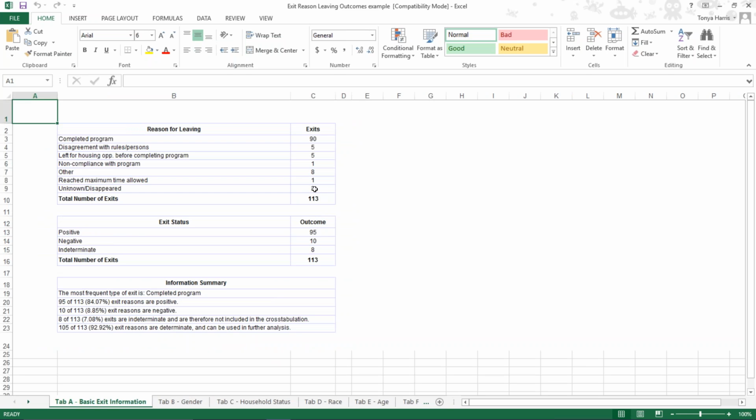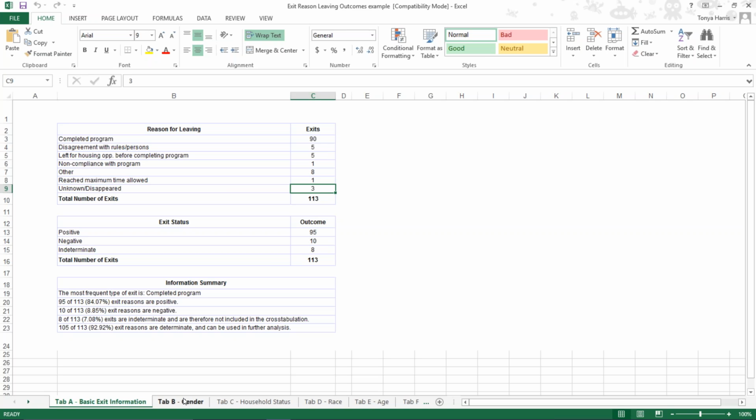So for this program, we had 113 people leave. 95 of them were positive, so that's awesome. Okay, we had 3 disappear. That's a good ratio. We had 1 reach maximum time allowed. We had 8 others. So again, other, I have to wonder why you're using other when we have choices. Okay, we maybe had a few disagree with the rules and 5 left before completing the program.